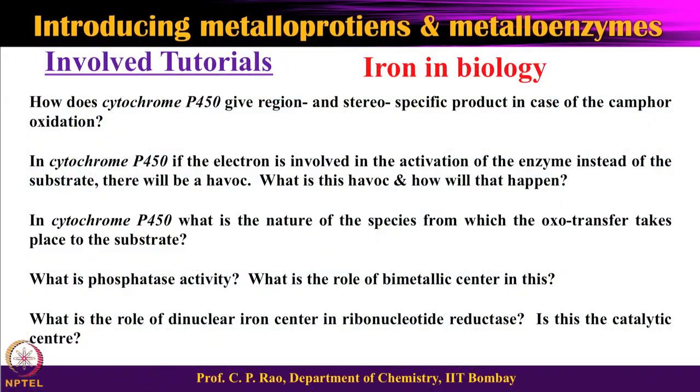In cytochrome P450, what is the nature of the species formed which are involved in transferring the oxygen or oxo species to the substrate? It is the iron center which will become ferryl-oxo, and it is the ferryl-oxo, oxidized from the iron, which transfers the oxygen.